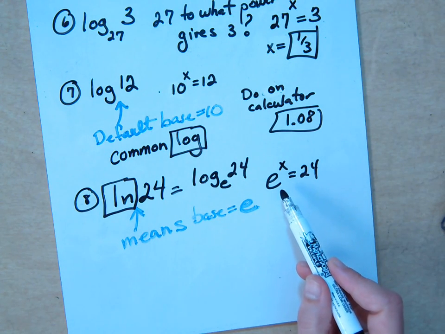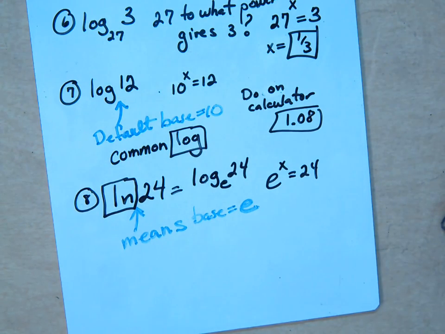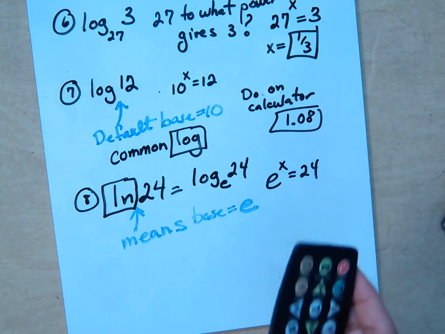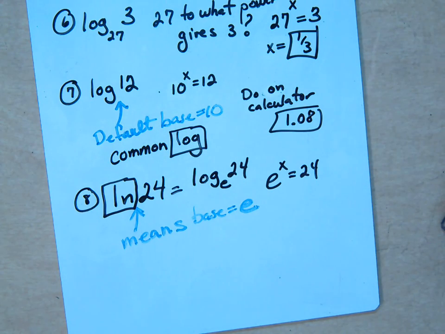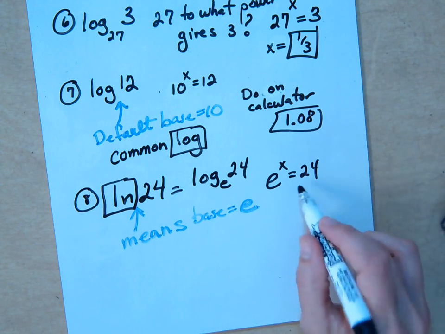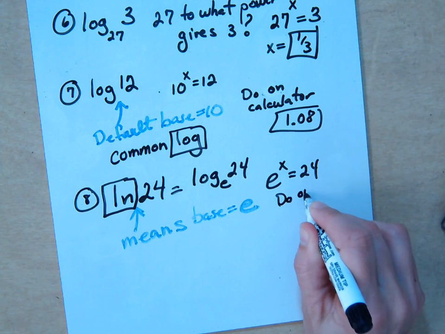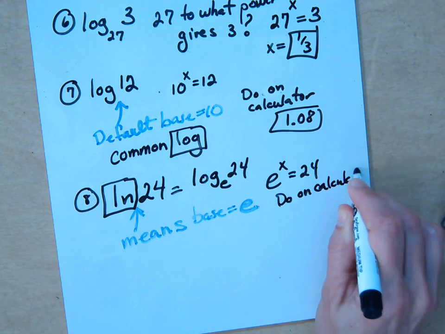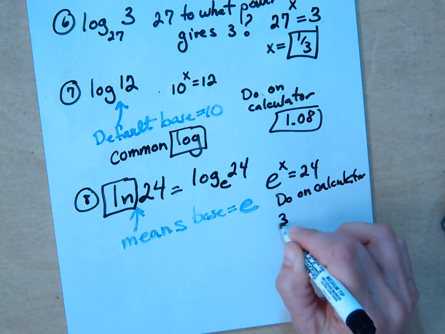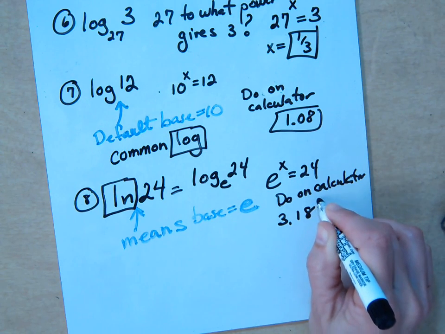What number is e approximately equal to? You remember the constant e is about what? About 2, right? So you would expect 2 to the what is 24. You would expect it to be about 3 or 4. So what is it on your calculator? Do ln 24. Good. You have to do it on your calculator, and you're going to get 3.18.